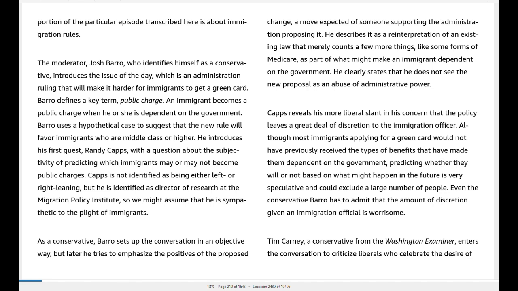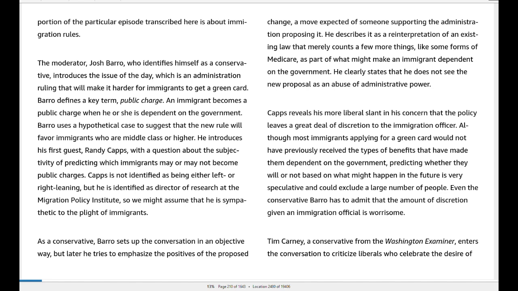He describes it as a reinterpretation of an existing law that merely counts for a few more things, like some forms of Medicare, as part of what might make an immigrant dependent on the government. He clearly states that he does not see the new proposal as an abuse of administrative power.